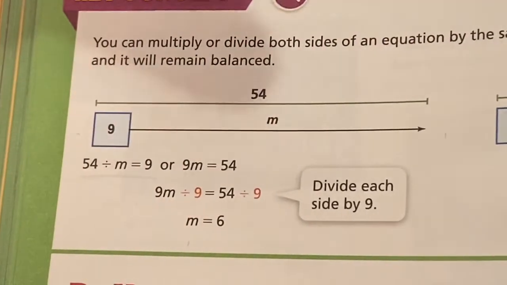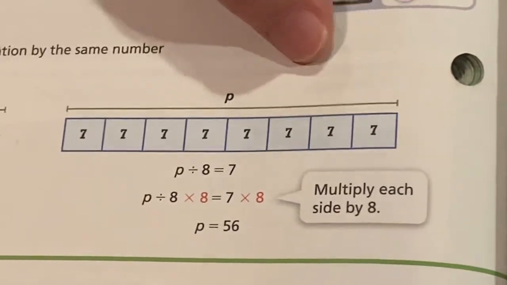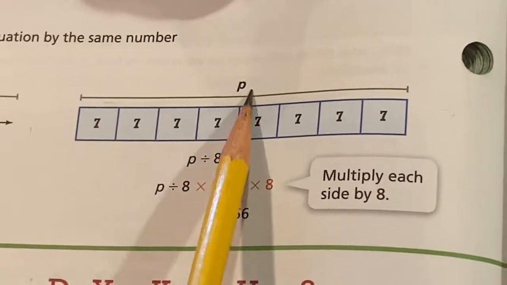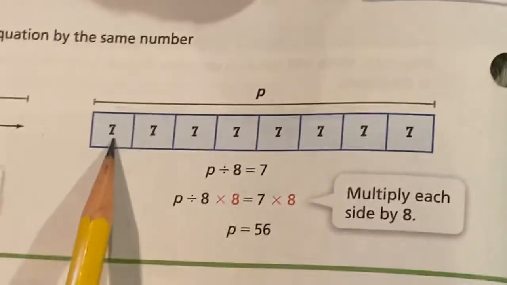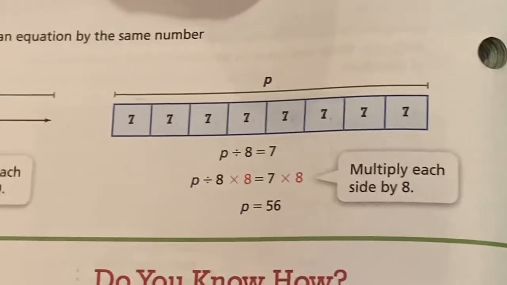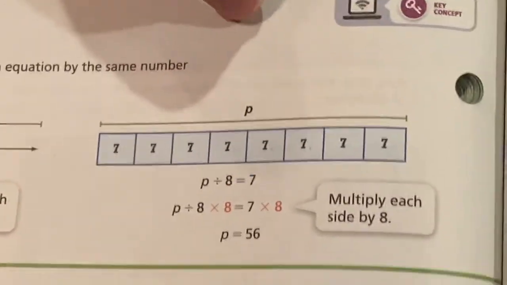If you did it the other way, you would still get 6. Let's take a look at this one here. Our total is represented by P, and then there are 1, 2, 3, 4, 5, 6, 7, 8 equal sections that have 7 in each.